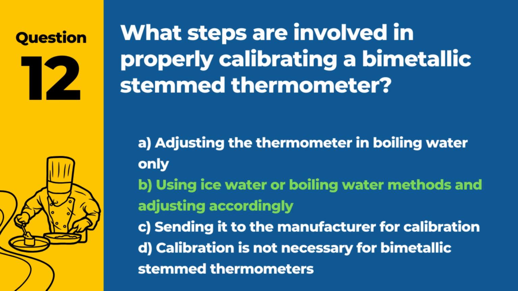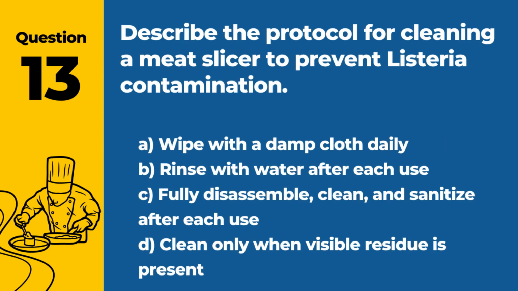Answer. B. Using ice water or boiling water methods and adjusting accordingly. Properly calibrating a bimetallic stamped thermometer involves using the ice water method, 32 degrees Fahrenheit / 0 degrees Celsius, or boiling water method, 212 degrees Fahrenheit / 100 degrees Celsius, adjusted for altitude, and then adjusting the thermometer to read the correct temperature.